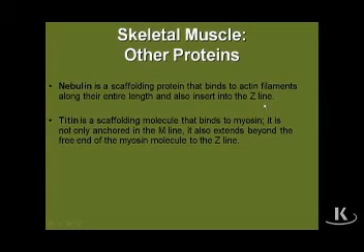There are two additional proteins that form structural functions within sarcomeres of skeletal muscle. Nebulin is a scaffolding protein that binds to the actin filaments along their entire length and also inserts into the Z-line, so it stabilizes basically the I-band. Titin is a very large scaffolding molecule that binds to myosin. It is anchored to the middle of the A-band at the M-line and also extends along the free end of the myosin molecule to the Z-line.